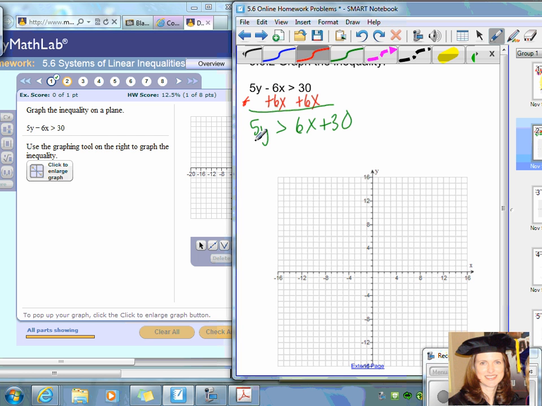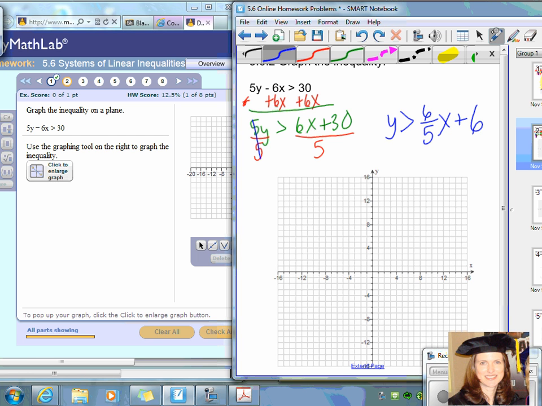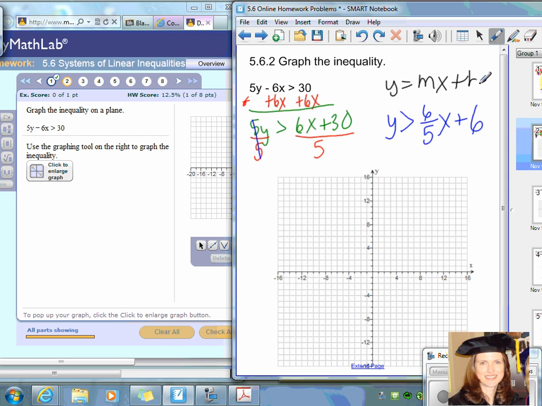Now I want to divide by a positive 5. When you divide by a positive 5, it doesn't change the inequality. So we get 5 divided by 5, we get y. The greater than sign does not change. The 6 over 5 is your slope, 6 over 5x, and 30 divided by 5 is positive 6. So since it's in the form of y equals mx plus b, the slope of this line is equal to 6 over 5, and the y-intercept is equal to positive 6.